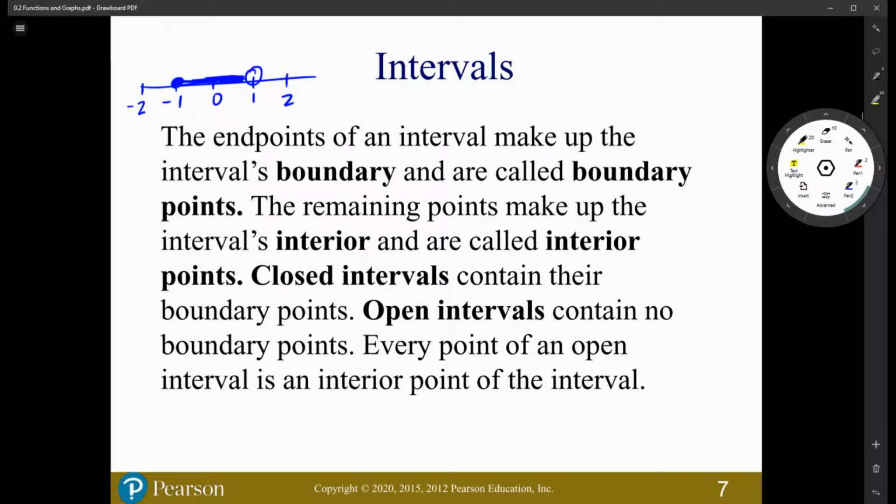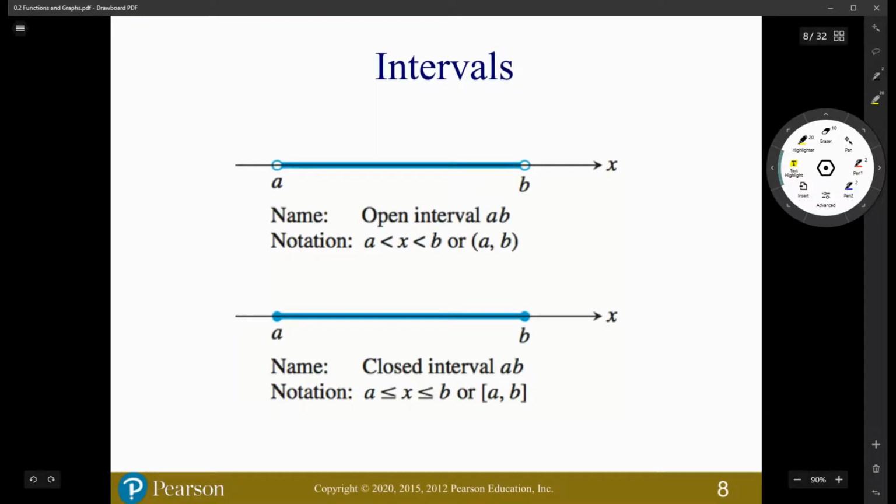And these can be closed, these can be open. If we talk about a number inside the interval, we're talking about the interior. If we're talking about some number on the outside, that's the exterior. So let's see what that looks like.